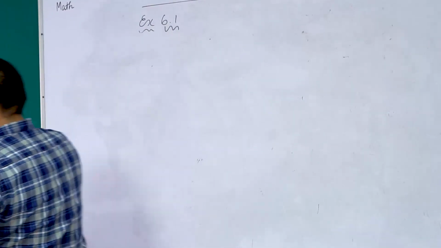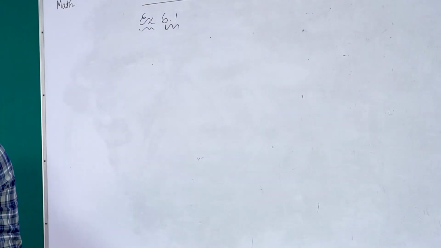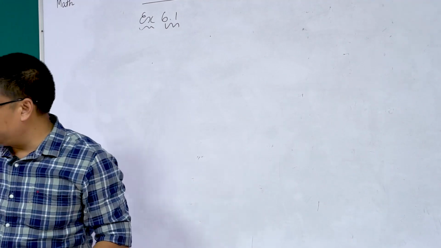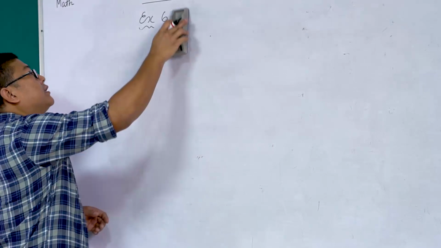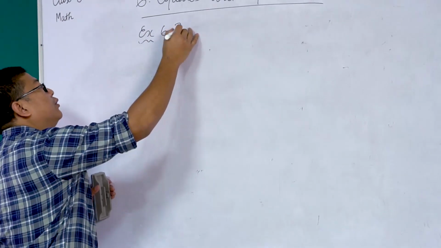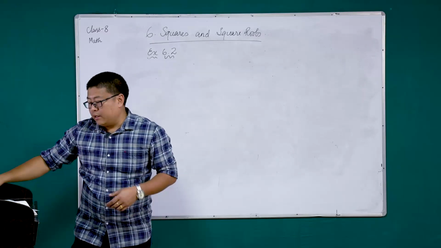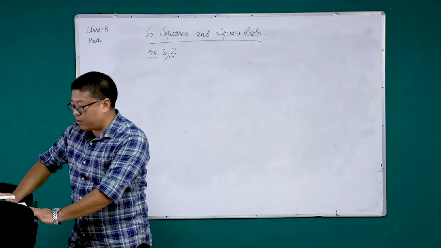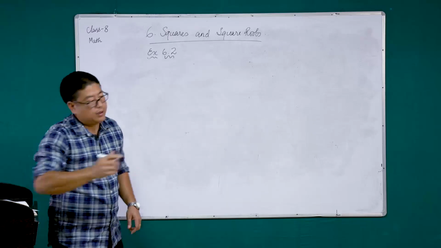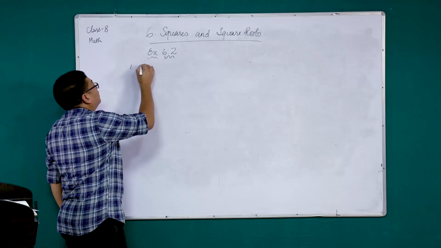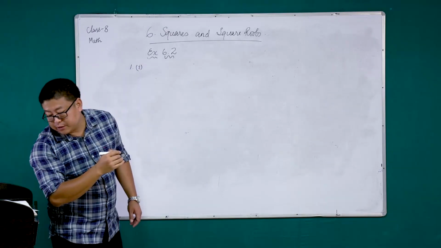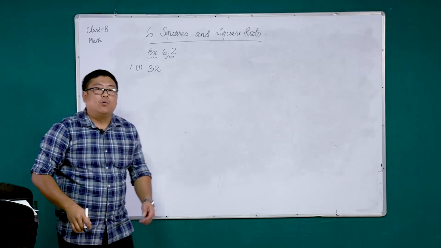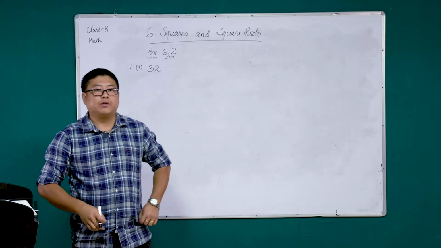All right, with this, we have come to the end of the first exercise, that is exercise 6.1. We will continue with exercise 6.2 now. Now, in the first question, find the square of the following numbers. 1. Find the square of the following numbers. The number given is 32. We are supposed to find the square of 32.